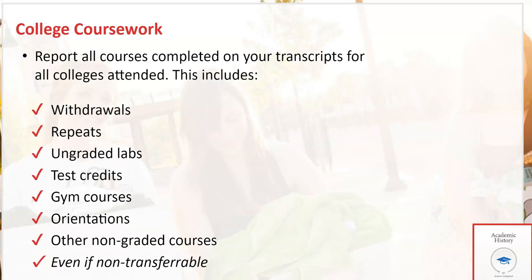Along with that, you need to complete the transcript entry part with every single course that you have taken at a higher education institution. So whether that be just at Cabrillo or if you went to another institution prior to Cabrillo, you want to include all withdrawals, repeats, labs, test credits, gym courses. Even courses that are non-transferable, so that's why it's really important to have your unofficial. I would prefer that you use your unofficial over your timeline and student planning. It's just easier and more accurate.